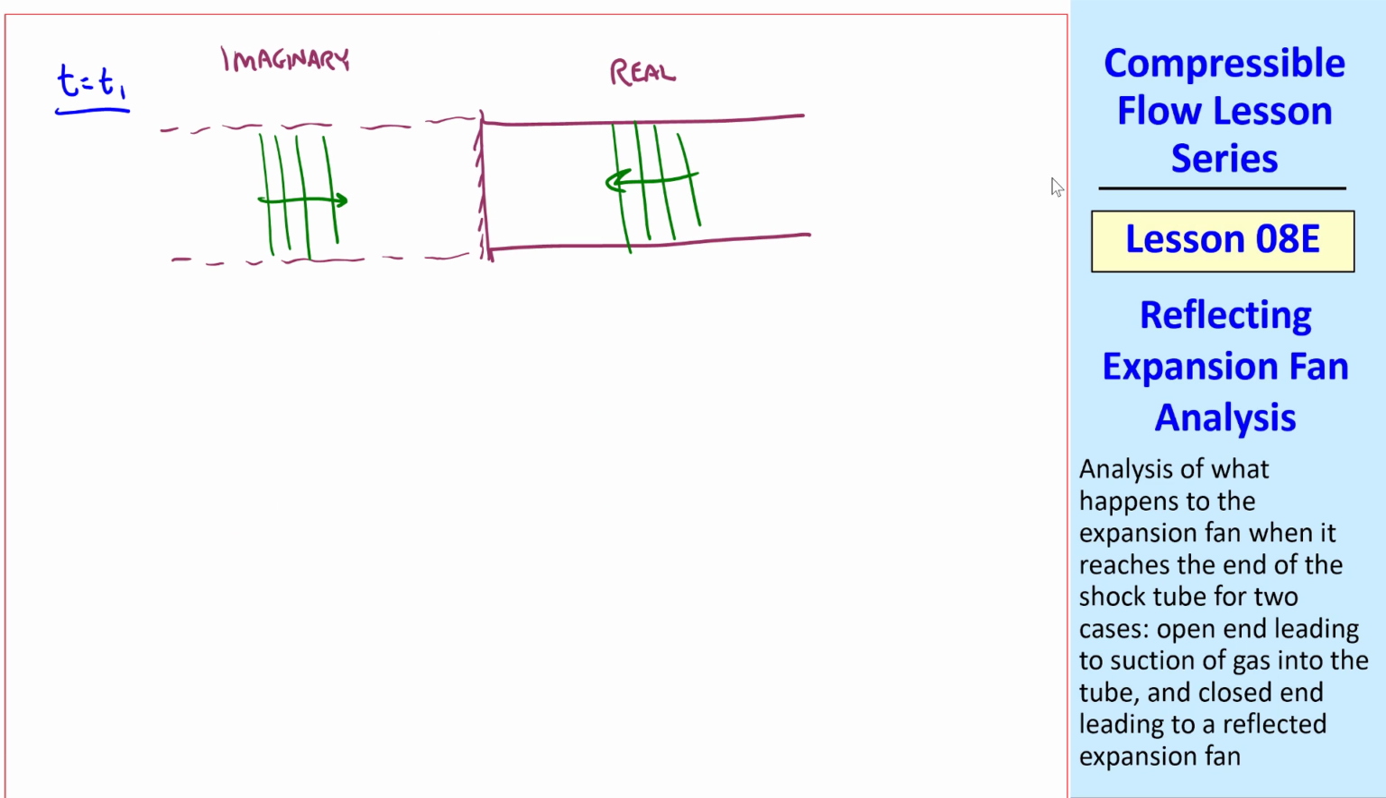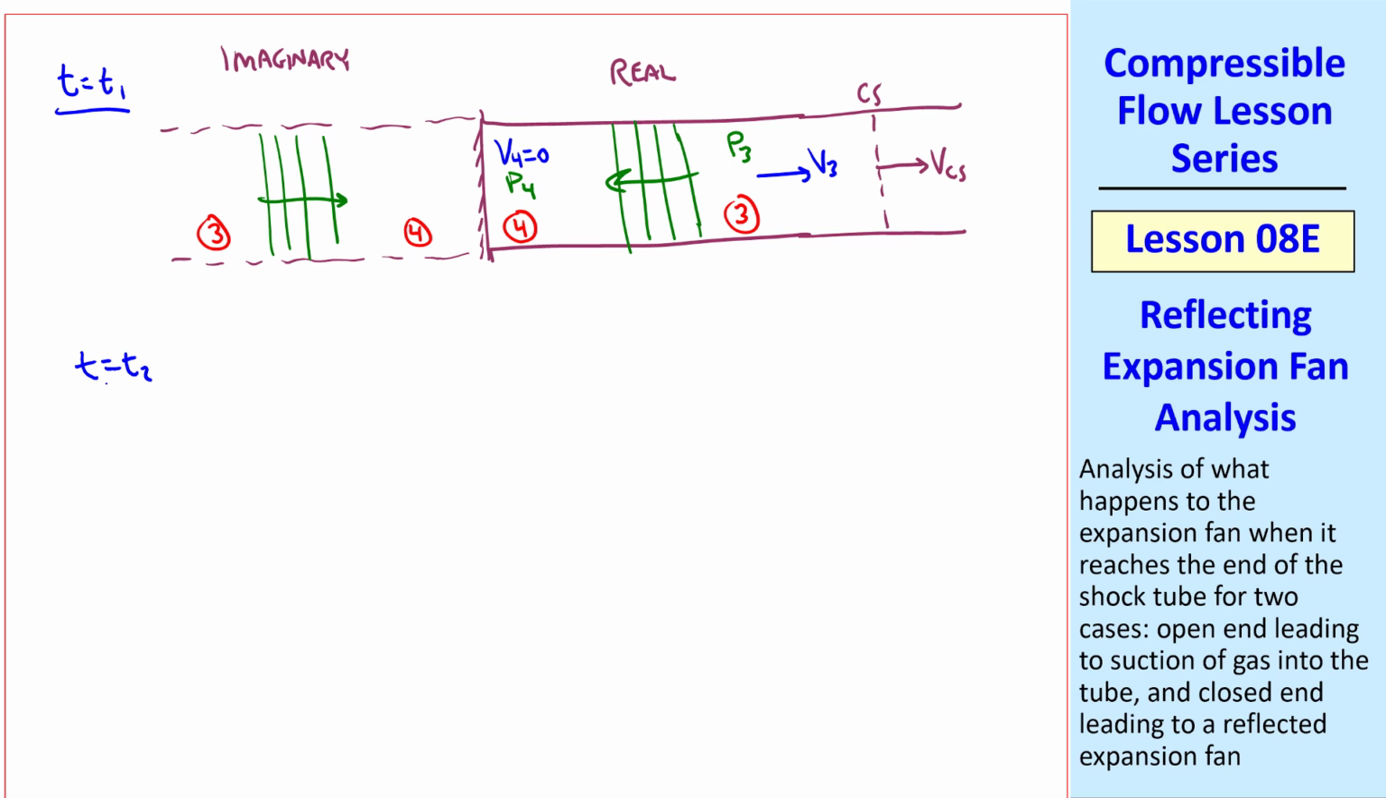Let's look at several different times. At time t1, the contact surface is moving at speed VCS to the right, which is also speed V3 in region 3, but region 4 to the left of the expansion fan has 0 speed and pressure P4, which is greater than pressure P3. In the imaginary left side, this is also region 4 and region 3, and it's a mirror image of the real case.